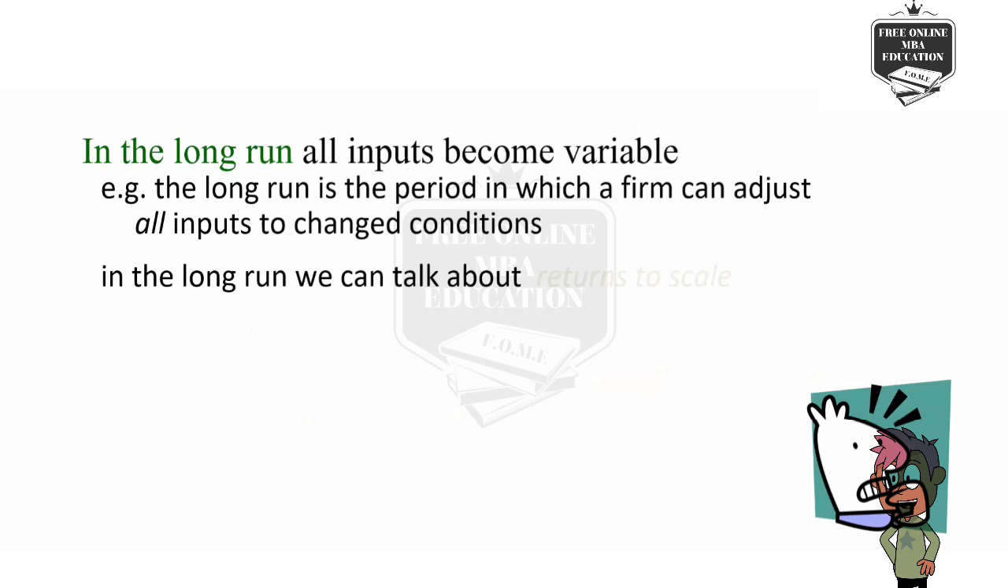Now, in the long run, all the inputs become variable. That is, the long run is the period in which the firm can adjust to all the conditions, be it land, labor, capital. So we can talk about more focus on returns to scale.